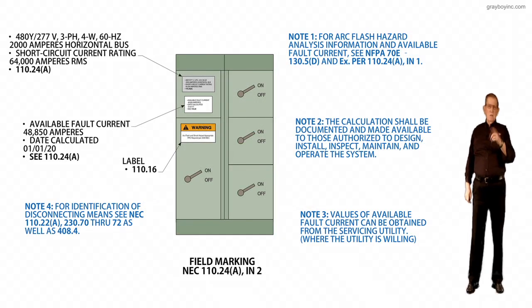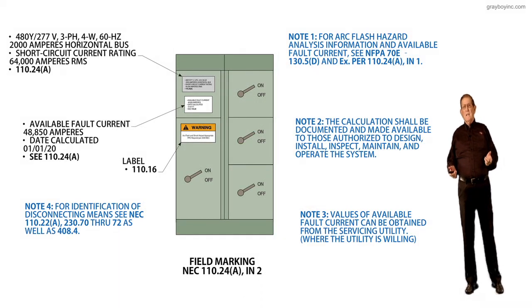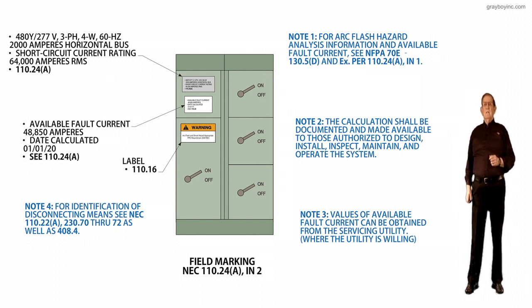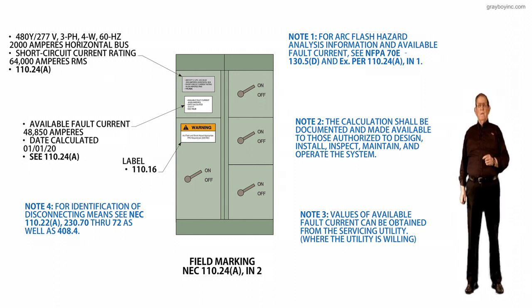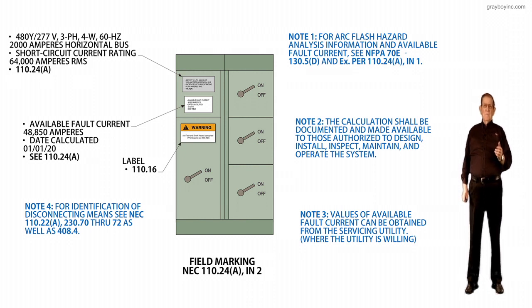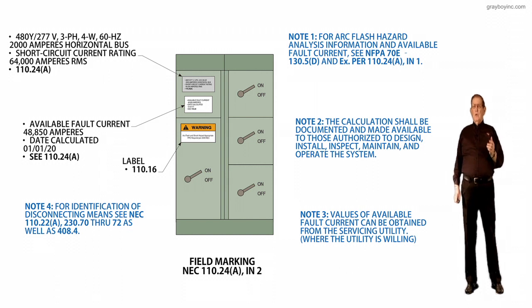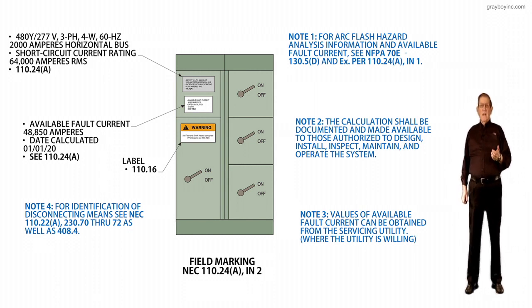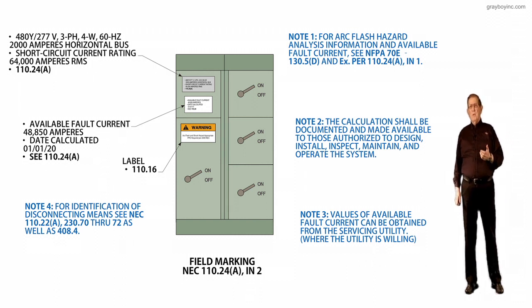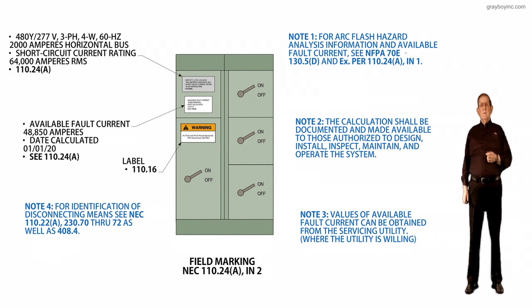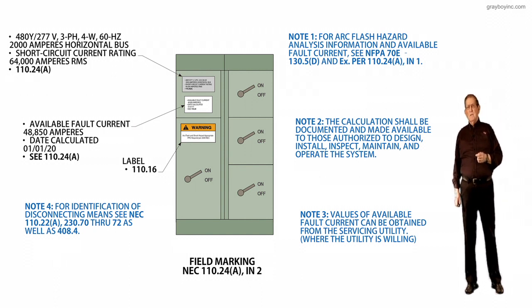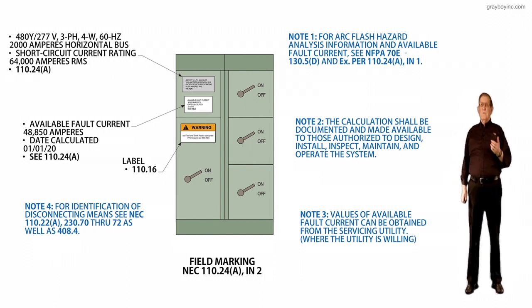This illustration deals with field markings. NEC 110.24(A), informational note 2. And the purpose of change: this is a new informational note that the code panel added to advise that the values of available fault current for use in determining appropriate minimum short circuit current ratings at service equipment are available from utilities and published or other forms.